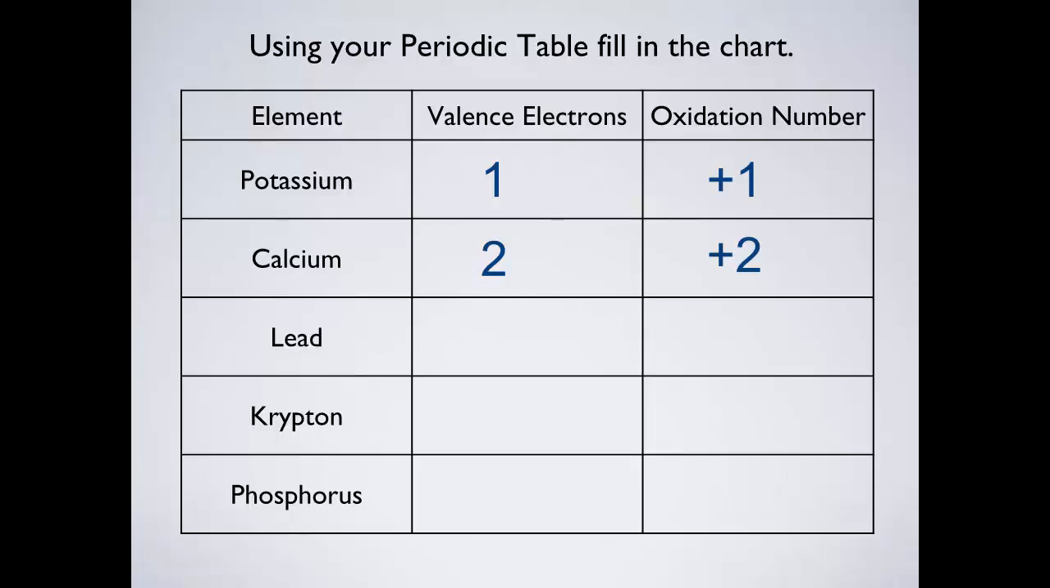Lead. Pb. How many valence electrons for lead? Joey? 4. So what about oxidation number then? +4 or -4? It could be +4, it could be -4. Krypton? Dean? 8. So what do you think its oxidation number is? 0.